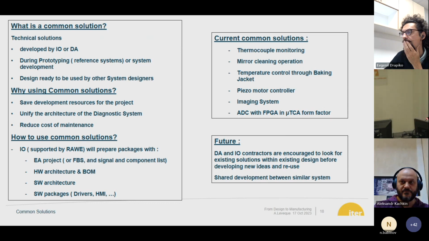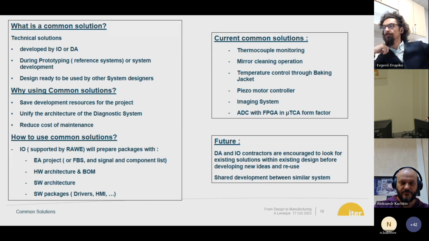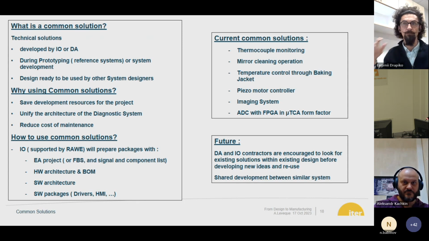This is at the MRR level, because we would be developing EA and all the stuff from the PDR level onwards. Each situation is a bit different, but for example, for the thermocouple monitoring, we are going to use what the CA team has prepared, which is going up to almost a fat tested solution. But you will get the FBS, the signal and component list that you can use at PDR. Okay. And you can take the rest when you need them.